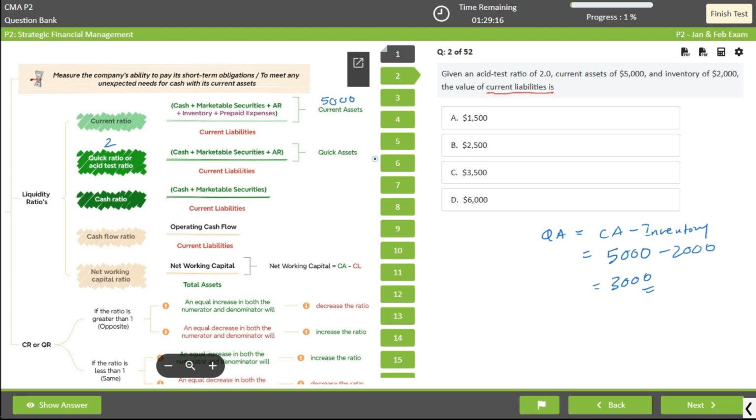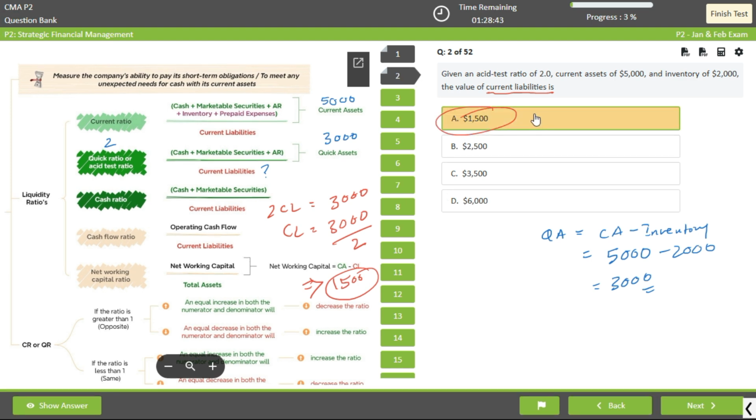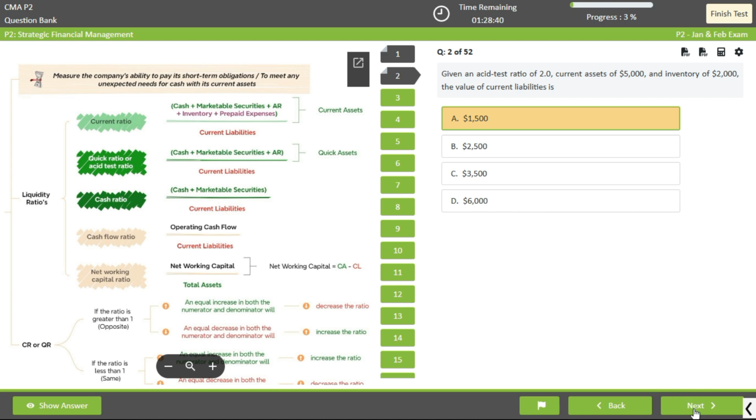So now let us plug in the numbers. 3,000 is your quick assets, and we need to find the value of current liabilities. Solving this equation, two times current liabilities is equal to 3,000, so current liabilities is 3,000 by 2, which is 1,500. Next.